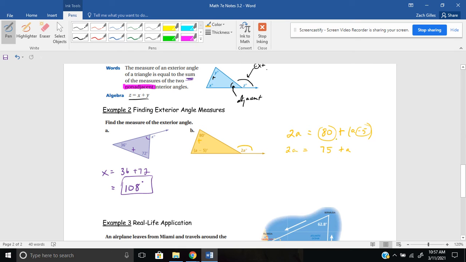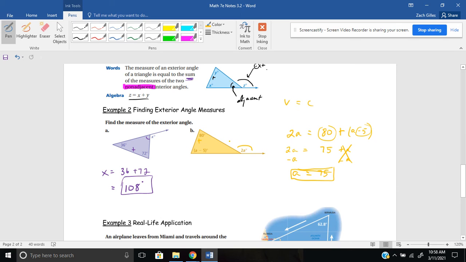And now I have variables on both sides. So I'm going to move this a to the other side. So I have all my variables on one side and constants on the other, if you remember that from a couple chapters ago. So to move this a, I'm going to subtract a on both sides, because a minus a is 0, which is what I wanted to do. I wanted to move all my variables to the other side. And 2a minus 1a, well, that's just a, and I'm left with 75. So I have a is solved for.